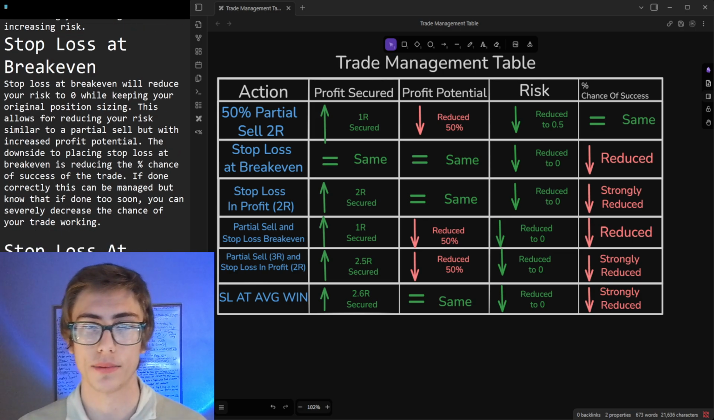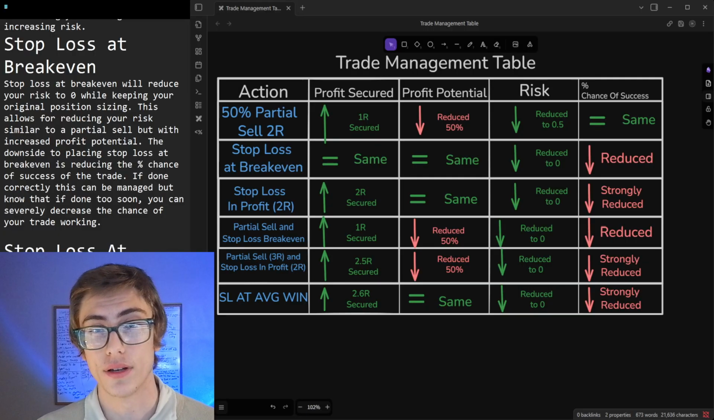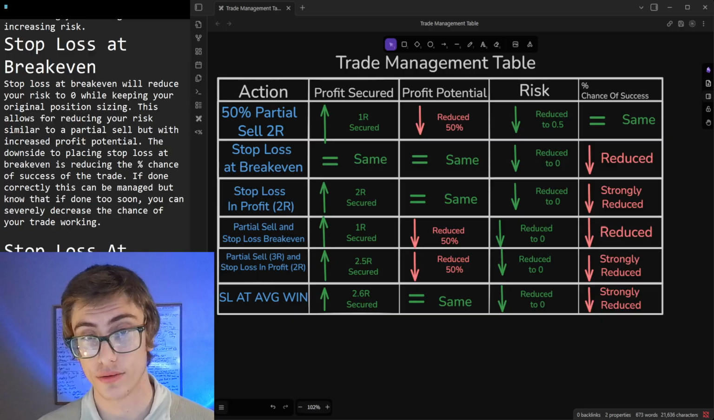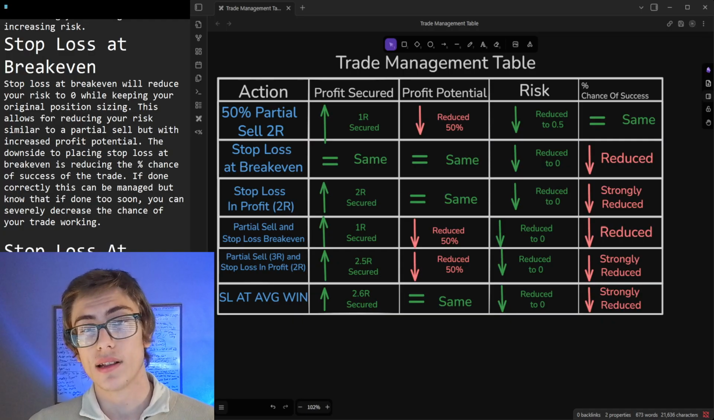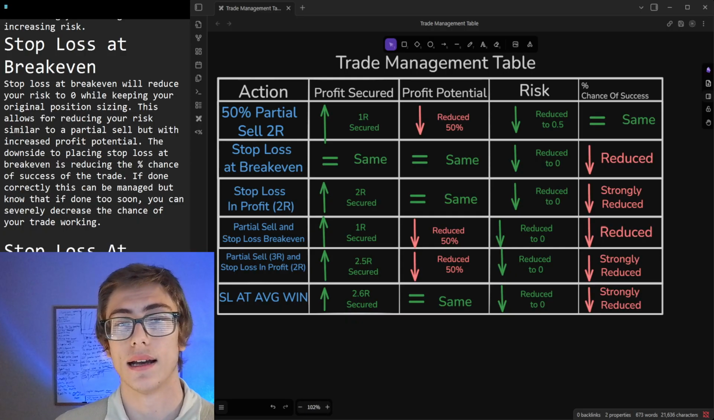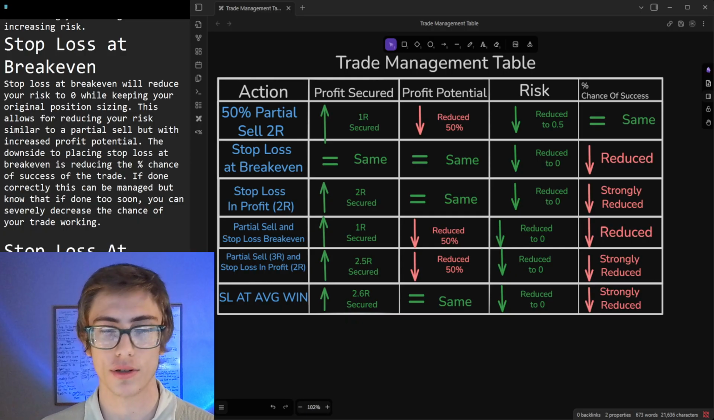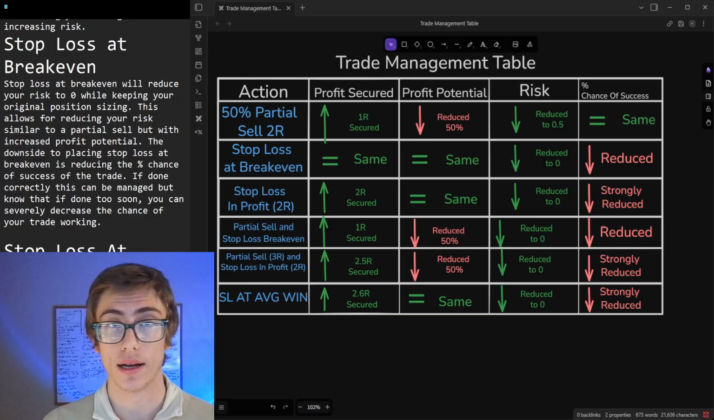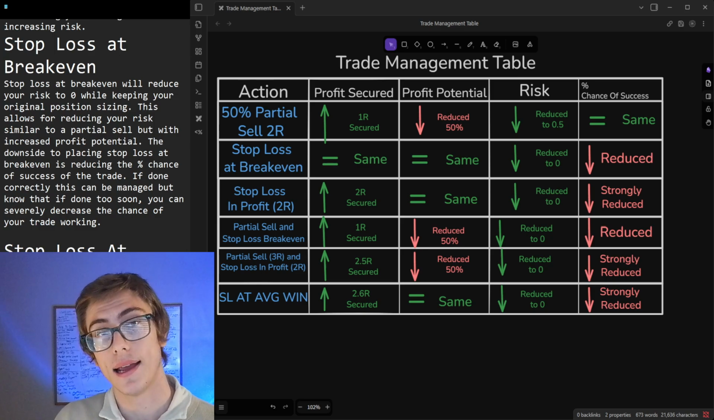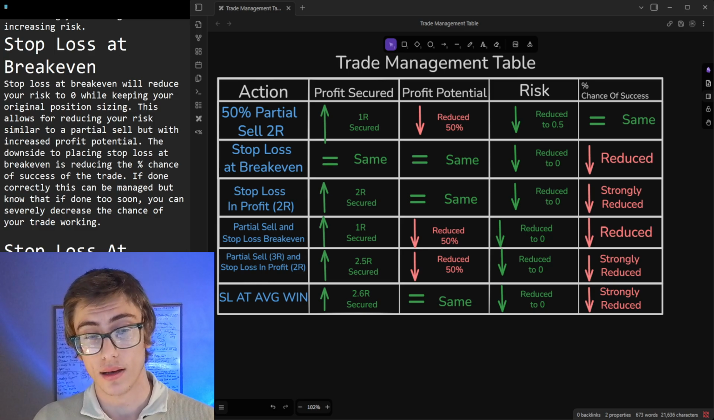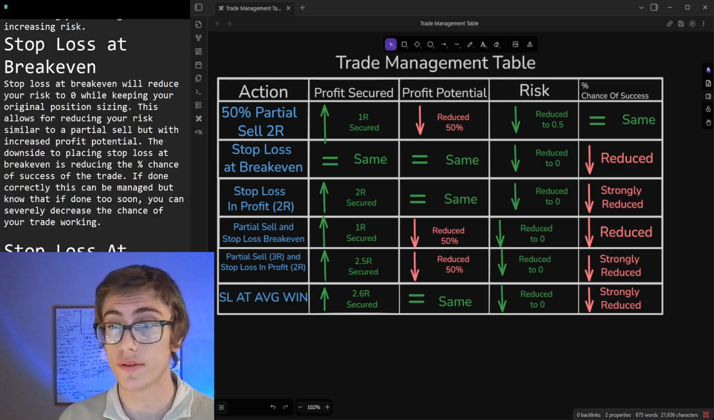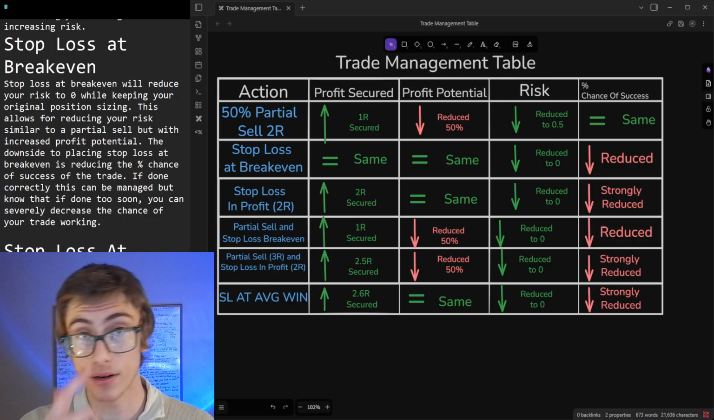So let's go to stop loss at break even. Stop loss at break even will reduce your risk to 0 while keeping your original position sizing. This allows for reducing your risk similar to a partial sell, but the problem with placing your stop loss at break even is you reduce the percentage chance of the trade working, right? If the trade snaps back and hits your entry point, which, depending on your system, for a fair amount of systems is fairly probable, there is a fair chance of this happening.